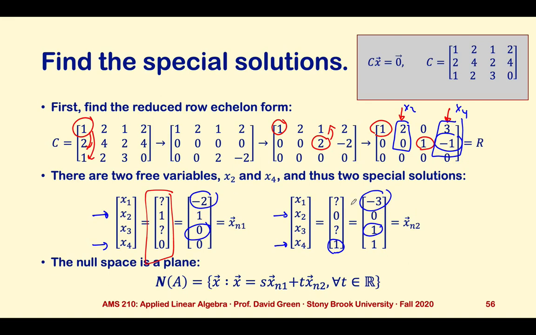Once we have our special solutions, we can characterize the null space. The null space is the set of all possible linear combinations of these 2 vectors. It is s times xn1 plus t times xn2 for any s or t in R. When we have two special solutions, the null space is the set of all linear combinations of 2 vectors, which is a plane.